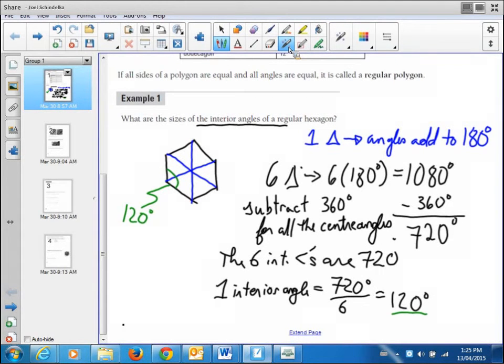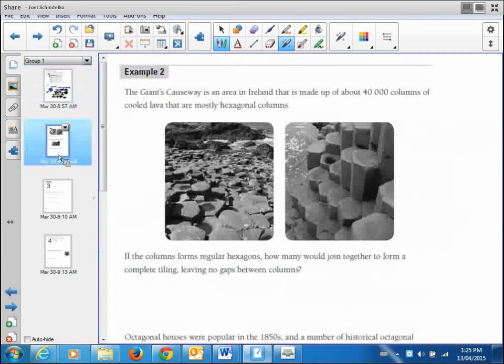Are we good, Zach, too? If I notice you're writing some down, should I flip it around? Yeah? Okay. Now, example 2 shows a picture from Ireland. The Giant's Causeway is an area in Ireland made up of tons of this cooled lava and so on.